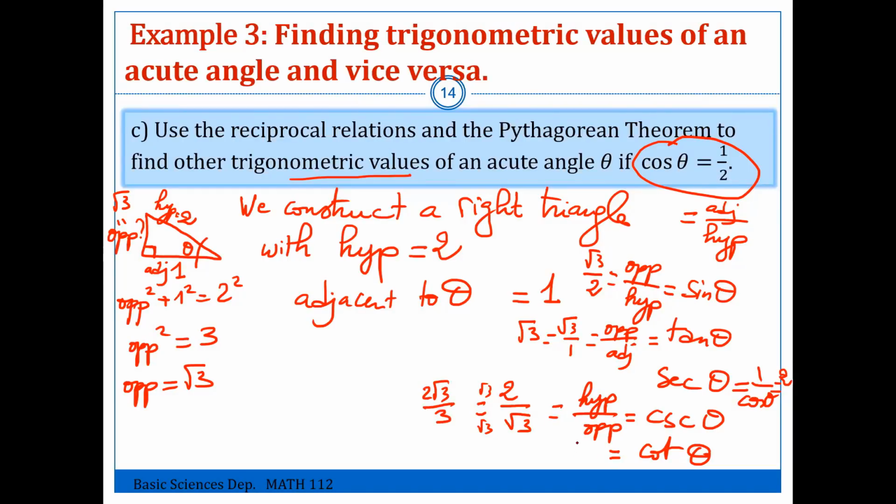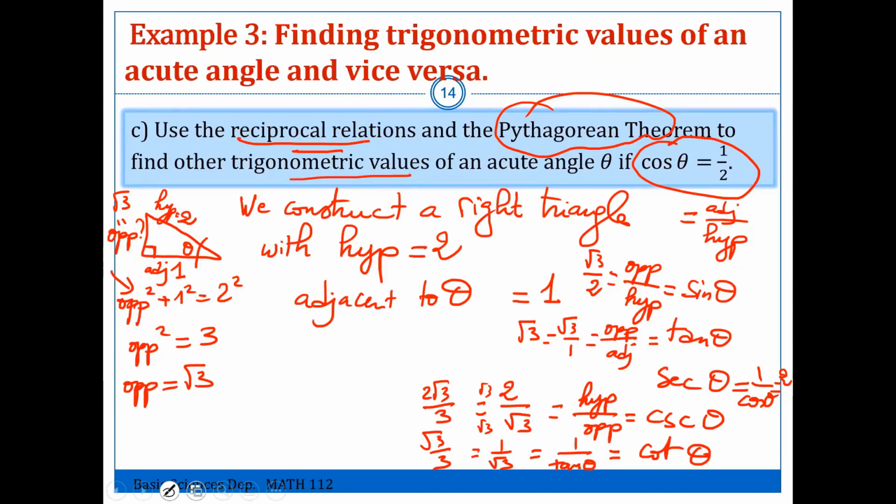And the cotangent is 1 over tan, so 1 over square root of 3 or square root of 3 over 3. So we computed the 6 trigonometric ratios. As he said, we used Pythagorean here, and we used the reciprocal relation here.